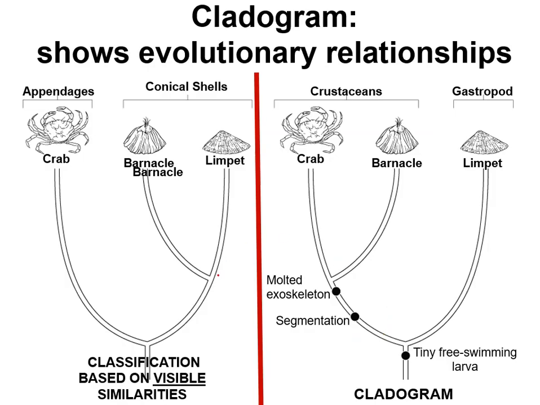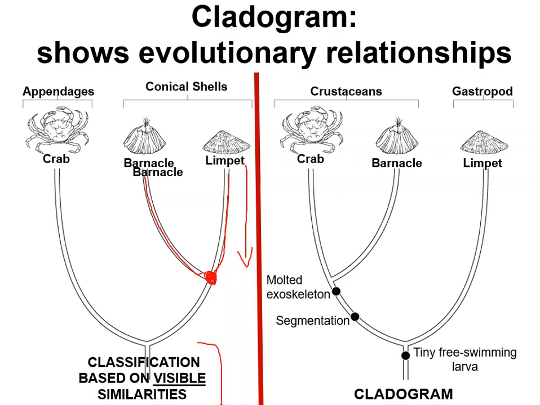So here's an example of why looks aren't the best. If you had a crab, a barnacle, and a limpet, and you just looked at these, you would say, okay, well, obviously these are kind of cone-shaped shells, and the crab has legs, and it just looks different than the other two. The crab must be the one that's least related. So you might draw a cladogram like this, and you might have the barnacle and the limpet, if you go back in time, be the ones to have a common ancestor with each other first, right?